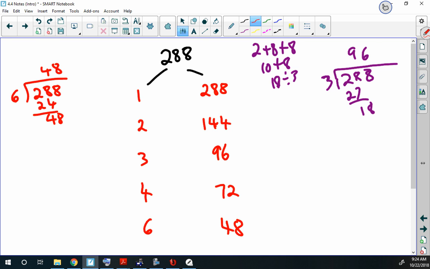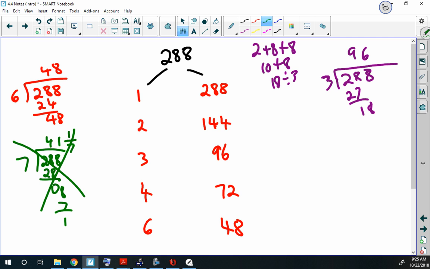Okay. What about 7? I don't know if 7 works or not, so I'm going to have to try it. Does 7 go into 288? 7 times 4 is 28. 7 times 1 is a 7. That's 41 and 1 7, so that's not, nope, so 7 doesn't work.